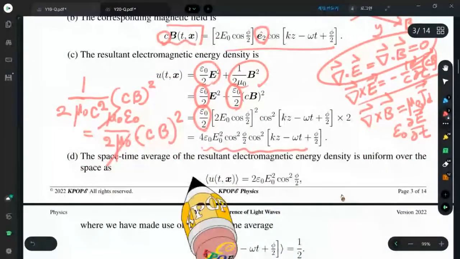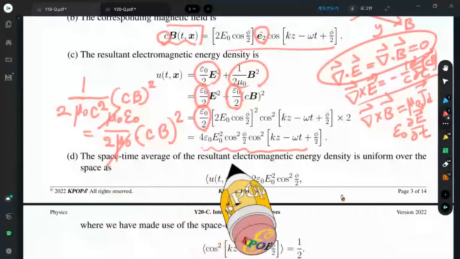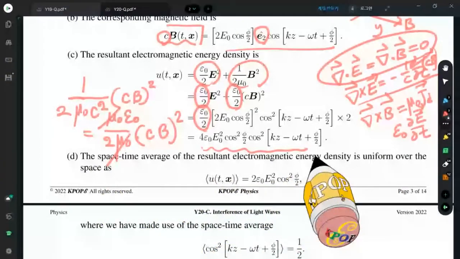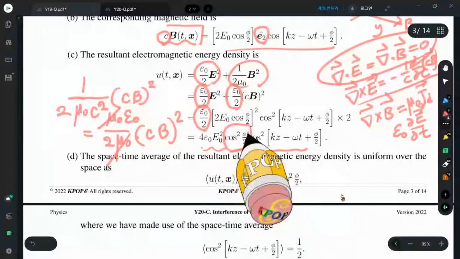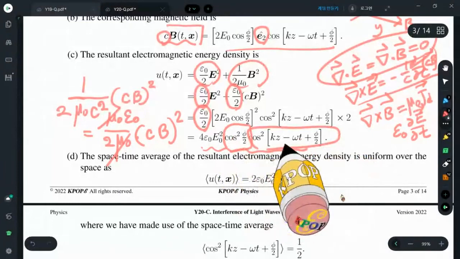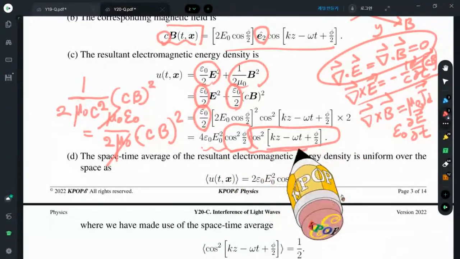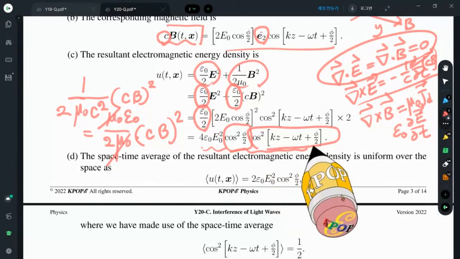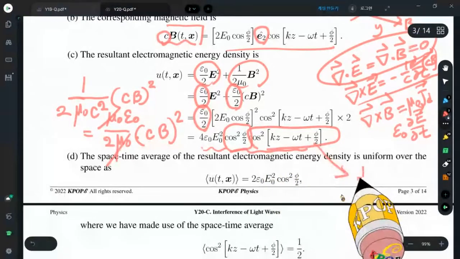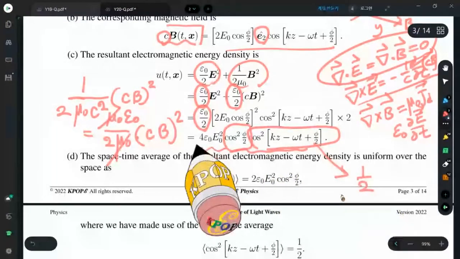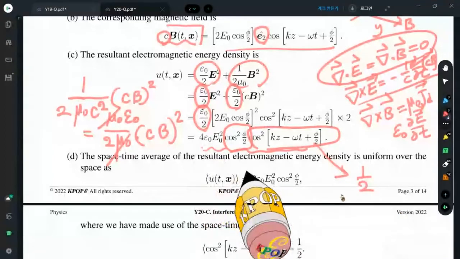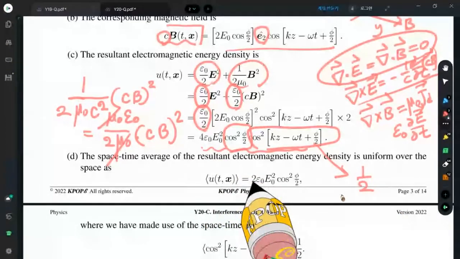And if you have a space-time average of the resultant wave, this is a constant. You have to average over either space or time. It is just 1/2. So the factor of 4 becomes a factor of 2.